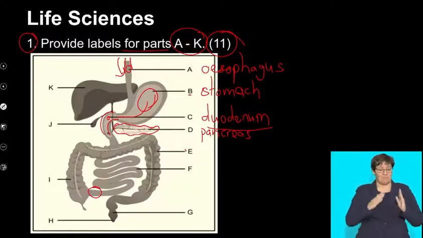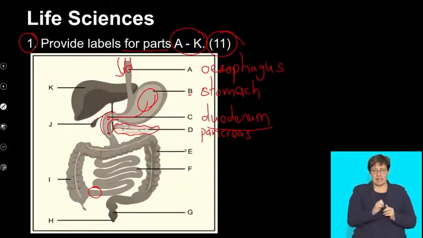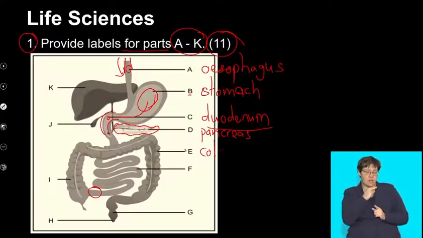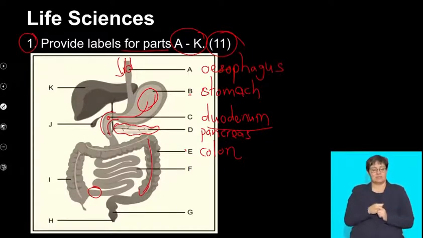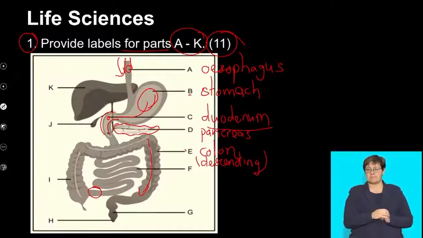E points to the large intestine, and that's the colon. And if you want to be very specific, this part is specifically the descending colon. So I'm going to put that in brackets. So it's the descending colon, essentially pointing to that part that is taking the waste products down.